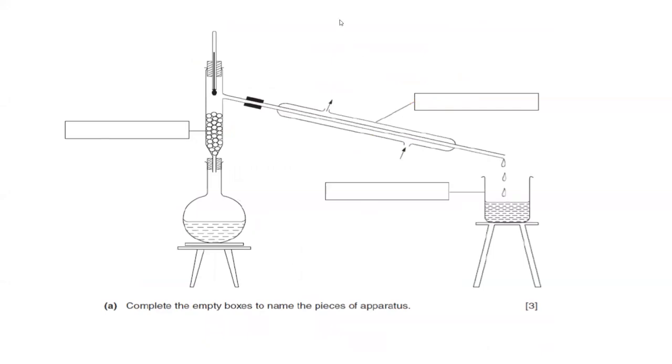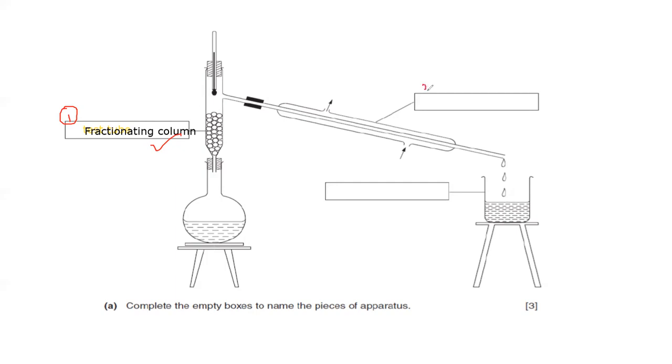Complete the empty boxes to name the pieces of apparatus. So what is this? It's just repetition. So what do we call this part? Just now we labeled it on the slide before this. This is a fractional distillation. Not a test tube. Fractionating column or fractionating tube. Specifically it is used to separate two or more miscible substances from each other on the basis of the boiling point. So we call that a fractionating column or fractionating tube.